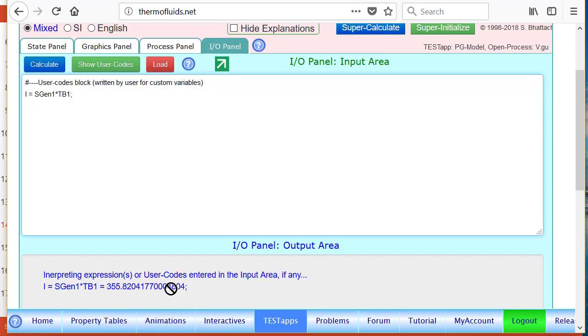So this is an example of how you set up the problem so that you can guess one of the variables and make sure the condition of the problem is satisfied. In this case, the tank is adiabatic and there is no heat transfer.